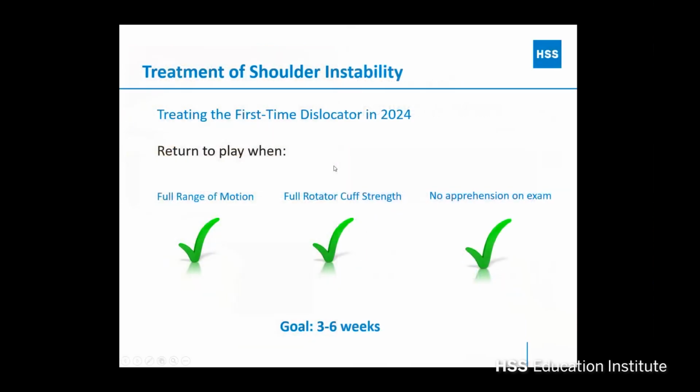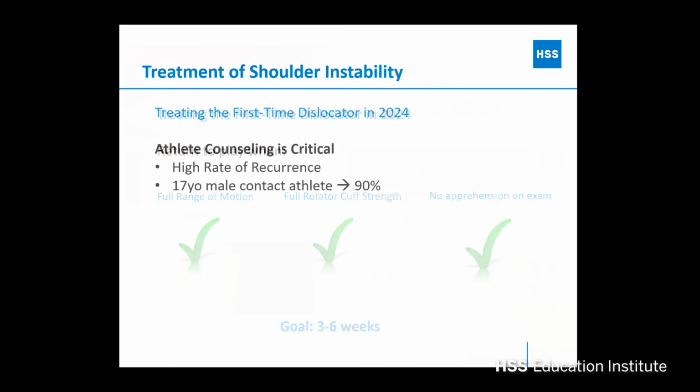So when can a patient go back after they've sustained a dislocation? Well, there are certain criteria that need to be met. Number one, they need full range of motion, full rotator cuff strength, and no apprehension on physical exam. That typically can take 3 to 6 weeks, although there are studies that say some people get back sooner. I tend not to rush patients, and I think the goal is you set a lower expectation, and if they return more quickly, then the patient is a little bit more optimistic.